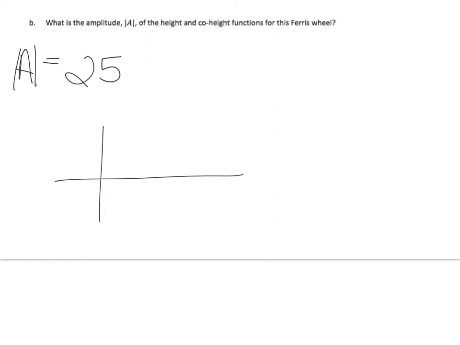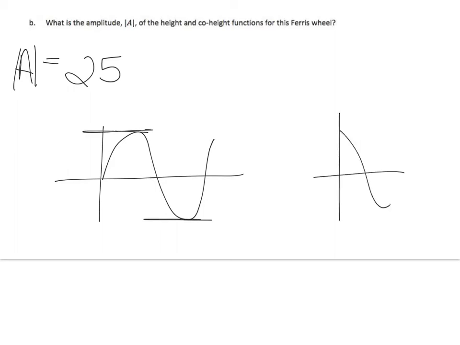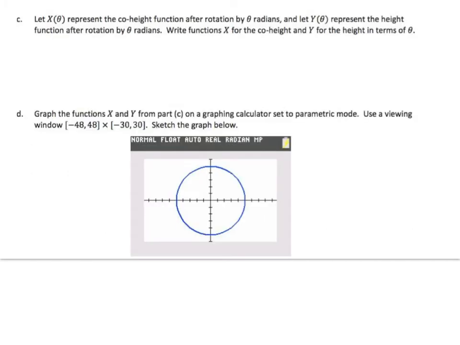Okay, that was the maximum and minimum for both graphs. Let x of theta represent the co-height function after rotation by theta radians. Let y of theta represent the height function after rotation by theta radians. Write function x for the co-height and y for the height in terms of theta.